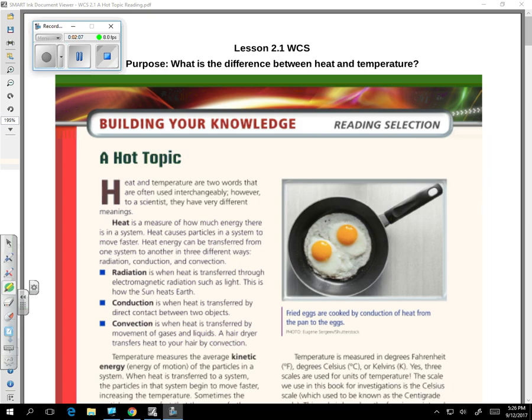The first way heat moves is radiation. This is when heat is transferred through electromagnetic radiation such as light. This is how the sun heats Earth. If you notice, we have another bold word, radiation. So if you could please circle radiation. This is one way that heat moves. And again on the side, you need to write heat moves by radiation, like light and X-rays.